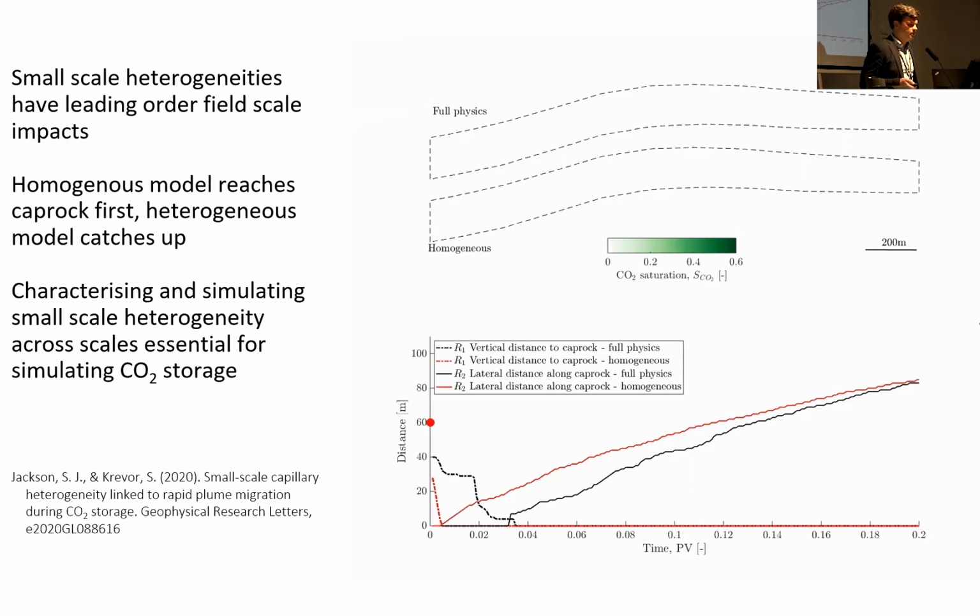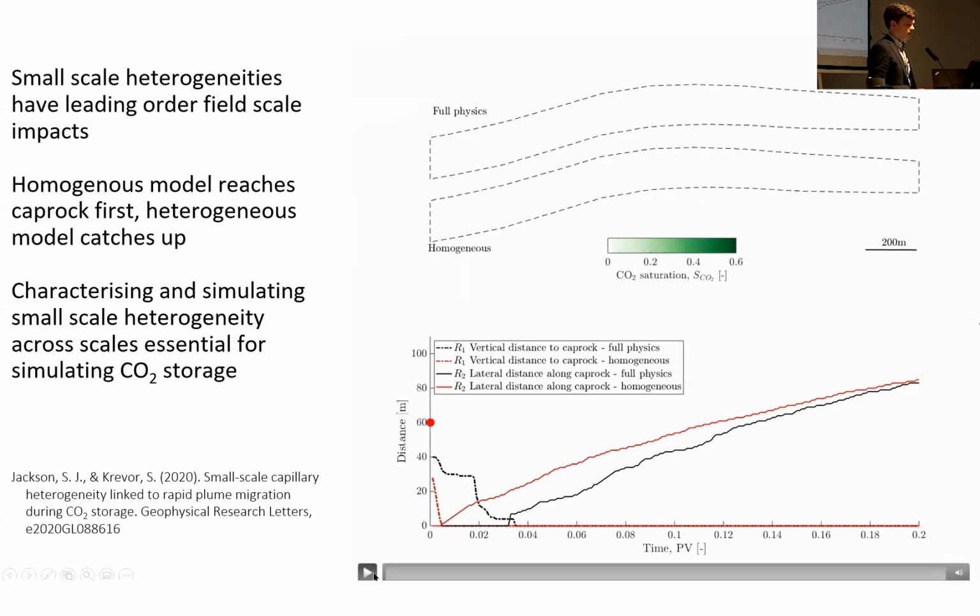So I don't know if it's possible to just play this animation. Here we show a 2D view of, does anyone have control over the mouse? So if you hover over the animation, there should be a play symbol that comes up. There we go. Yep. This one here. Yes, please. Sorry about that. Fantastic.